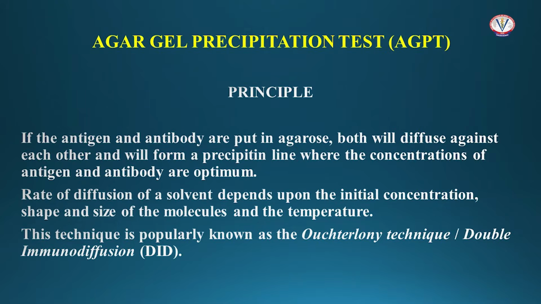When this test is applied for the antibody detection of equine infectious anemia, the test is known as Coggins test. The principle for the test is that if the antigen and antibody are put in agarose, both will diffuse against each other and will form a precipitin line where the concentrations of antigen and antibody are optimum. The rate of diffusion of a solvent depends upon the initial concentration, shape and size of the molecules, and the temperature.